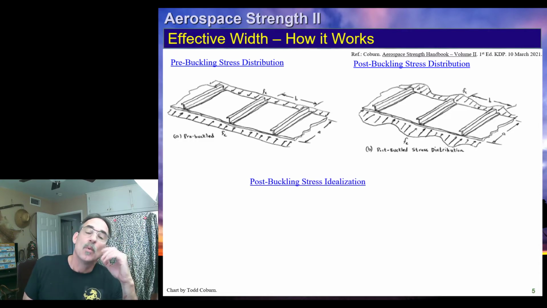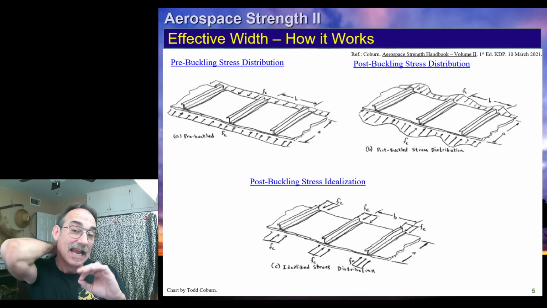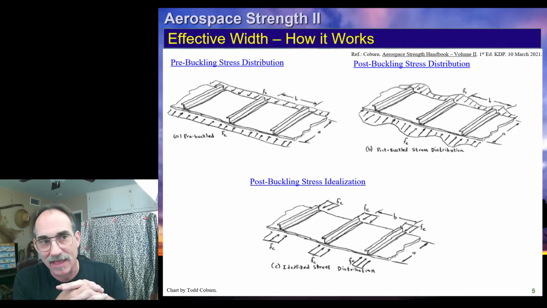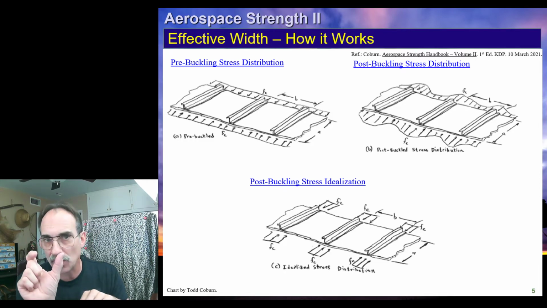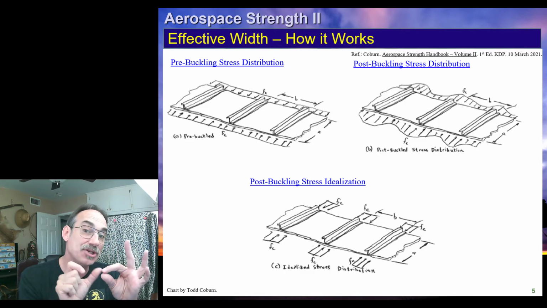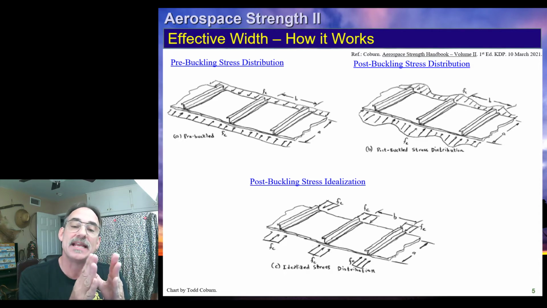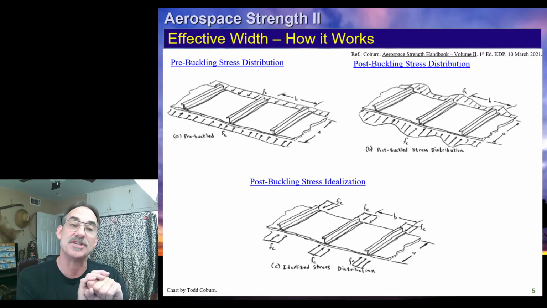In the end, we're going to end up with a rather complicated distribution of stress. Because of the challenges in calculating that accurately, what we will often do is just assume that a certain amount of the skin acts with the stringer. The skin in the vicinity of the stringer, or the effective width of skin, acts at the same stress level as the stringer, but the skin between the effective width of skin we will just ignore completely.